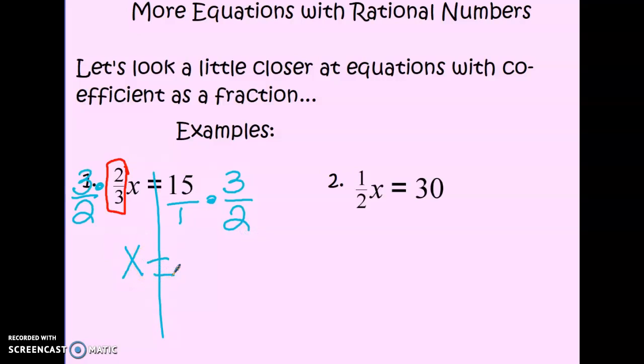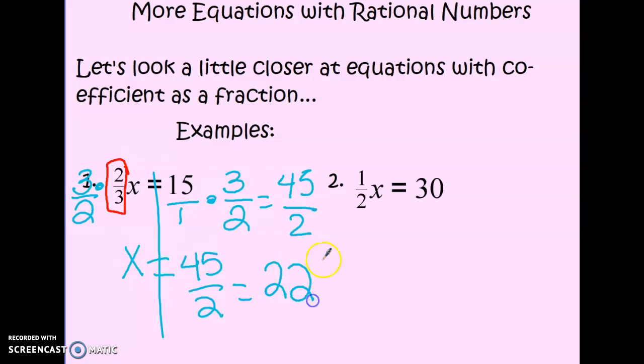Okay, so 15 times 3 is 45, and then 1 times 2 is 2. So 45 halves, or we can simplify that. So 2 can go into 45 22 times and 1/2 left. Okay, let's look at another one.